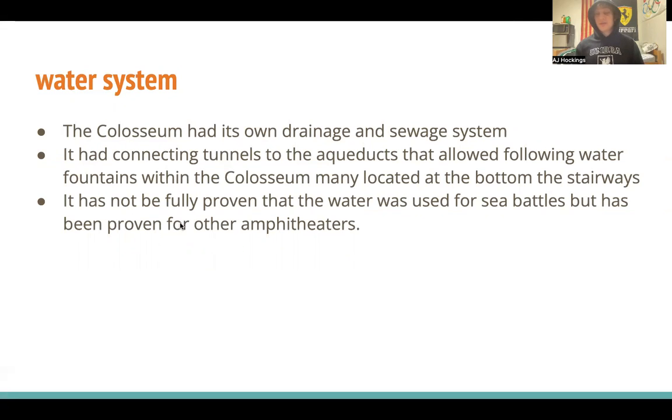It also wasn't proven that the water was used for sea battles in the Colosseum specifically. It has been proven in other amphitheaters, but it's been a common misconception that they flooded the Colosseum itself and held these sea battles. But archaeologists don't see any signs of that.